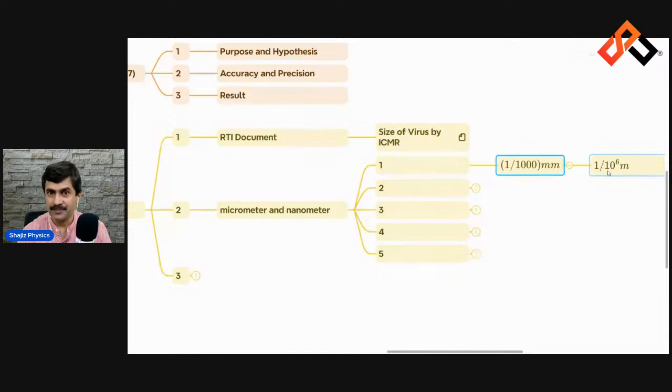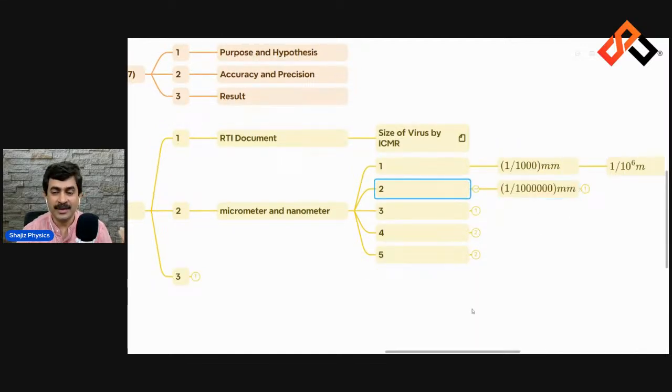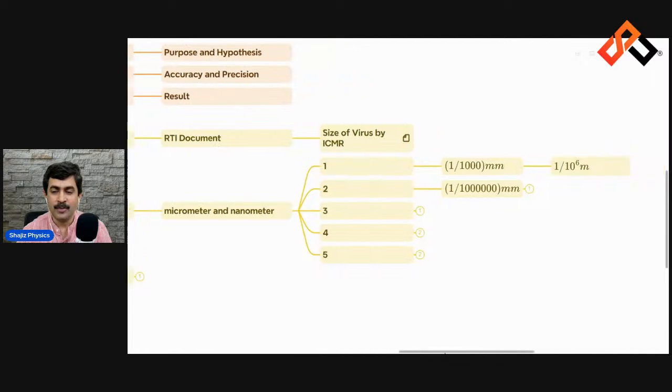It can also be mathematically represented as 1 by 10 raised to 6 meter, or 1 in 10 lakh of a meter. Consider a meter scale, 100 centimeter, and break it down into 10 lakh equal portions. Out of those 10 lakh equal portions, one single portion is equal to 1 micrometer.